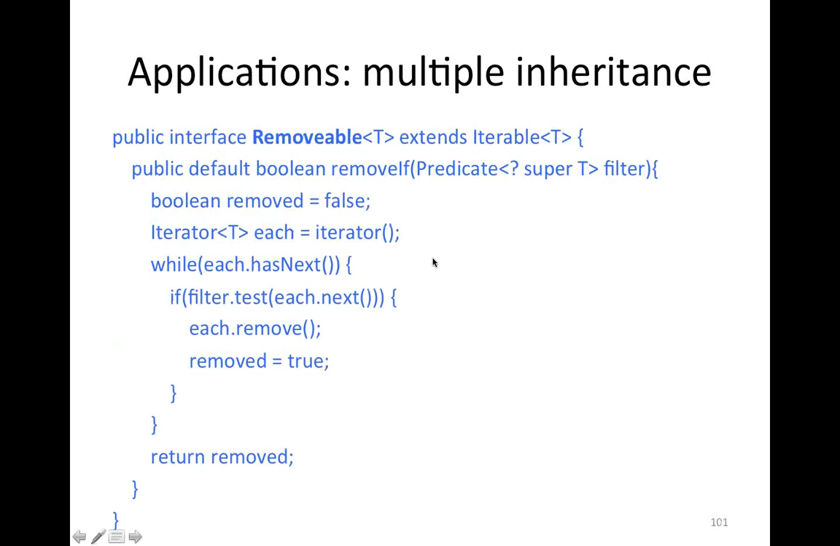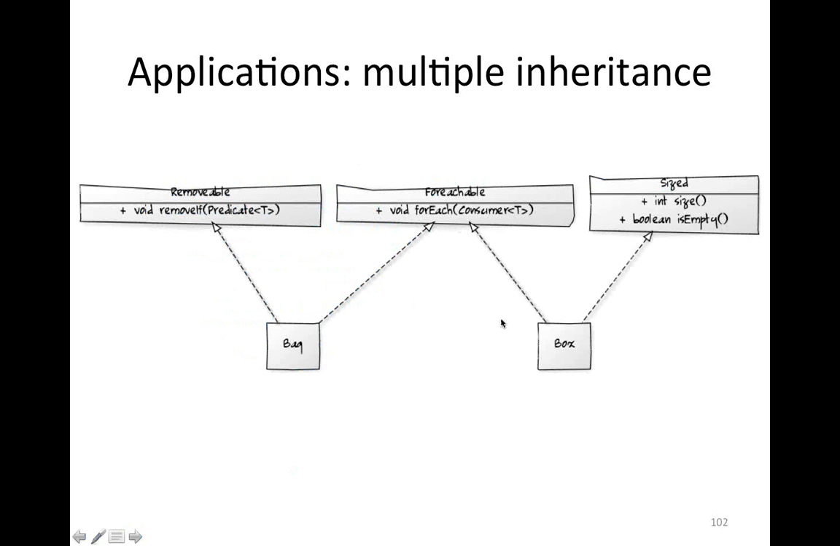We can also define another interface called removable that defines a method removeIf, which takes a condition, and if the condition matches, then it removes an element from the iterator. You don't need to worry about all the details of this code, but we've got different interfaces. We've got sized, removable, and forEachable that all provide default implementations. So now we can start to mix those together.